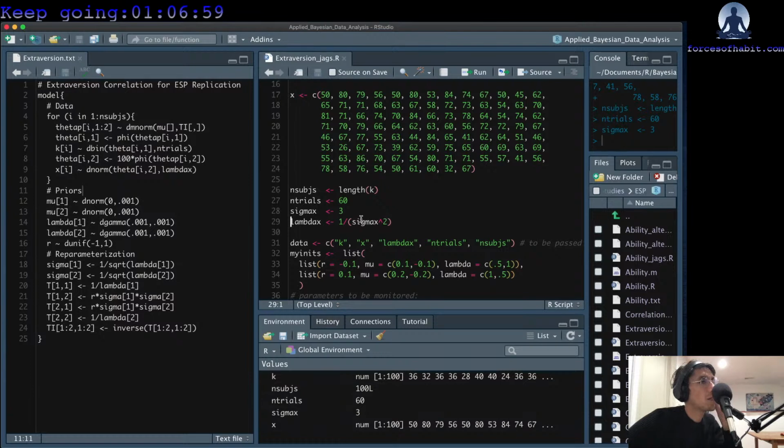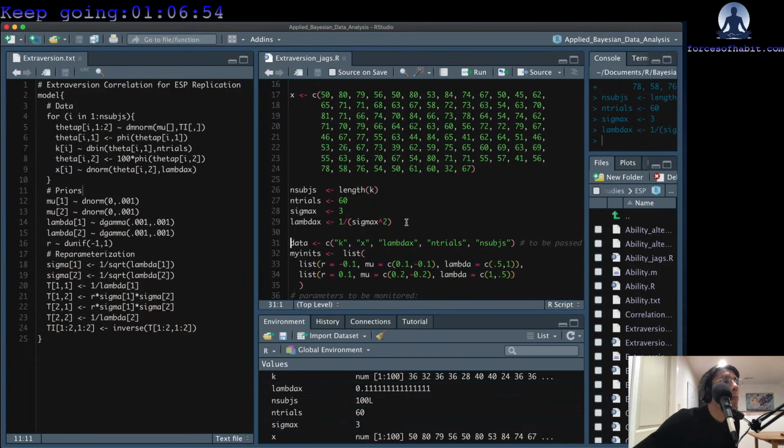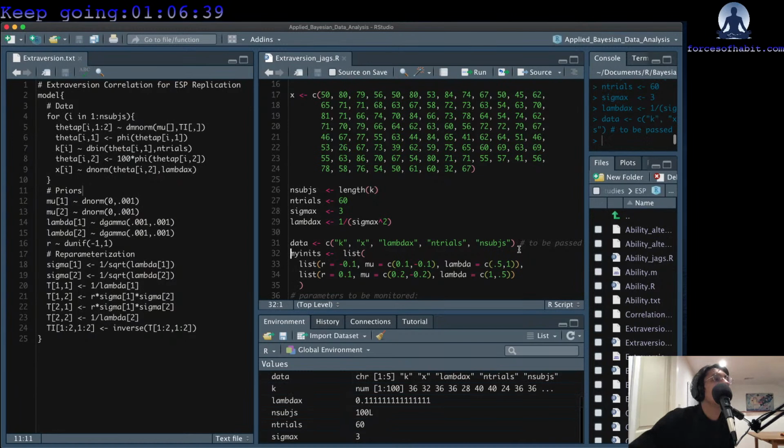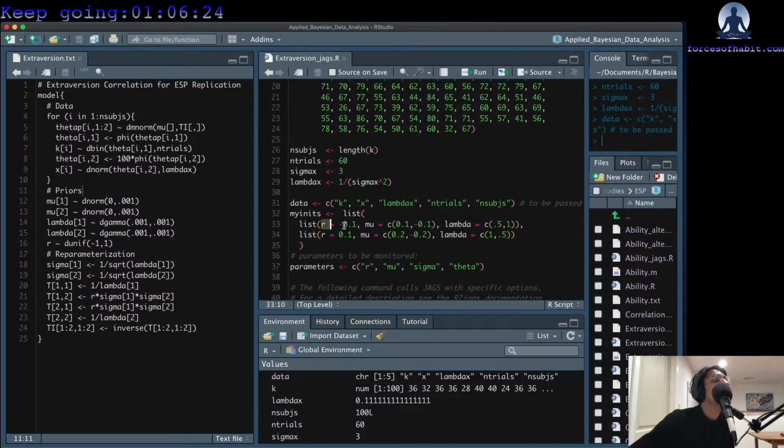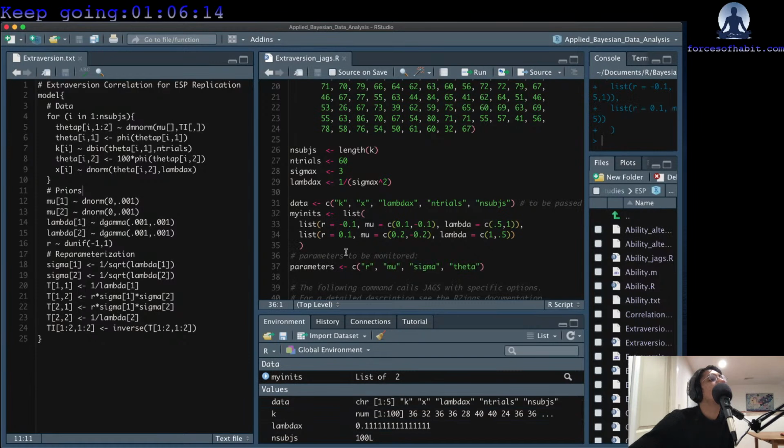It's going to be a lambda. And then here's the data, the values that need to get plugged in, number of trials, number of subjects for the for loop, number of trials, lambda, x and k, are the 2 of 4 observed. And then we need to initialize the variables, so we initialize r, we initialize 2 mu's and 2 lambdas, and we're running 2 chains, so we do this twice. And then we specify the parameters that we want to monitor throughout the sampling. And here we go.